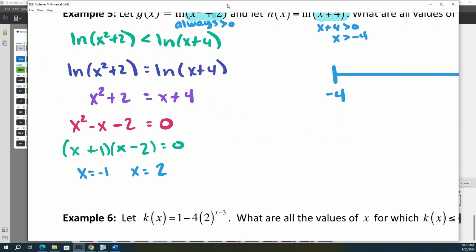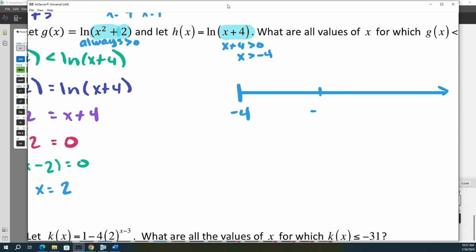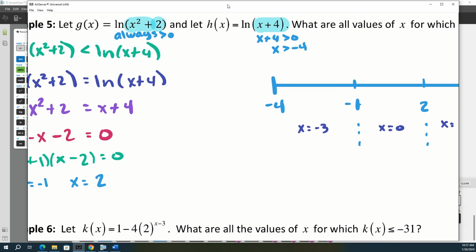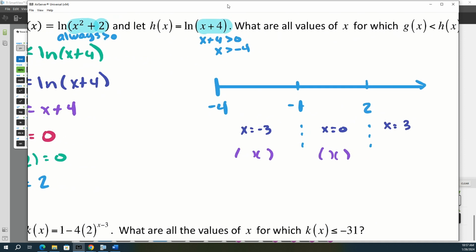And then as long as those numbers are greater than negative 4, which they are, we would put them on the number line. And we're going to test a point, and just figure out if we get positive or negative. Now, in this case, because I want to know when one is less than the other, the answer we're going to want is going to be where we get negative.